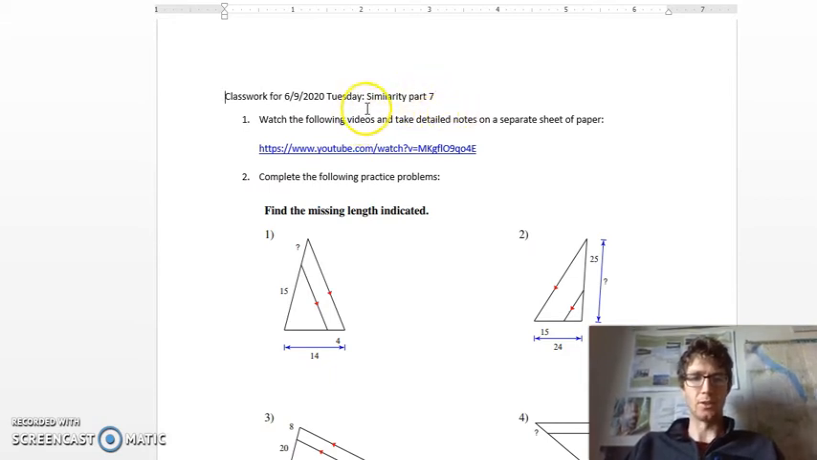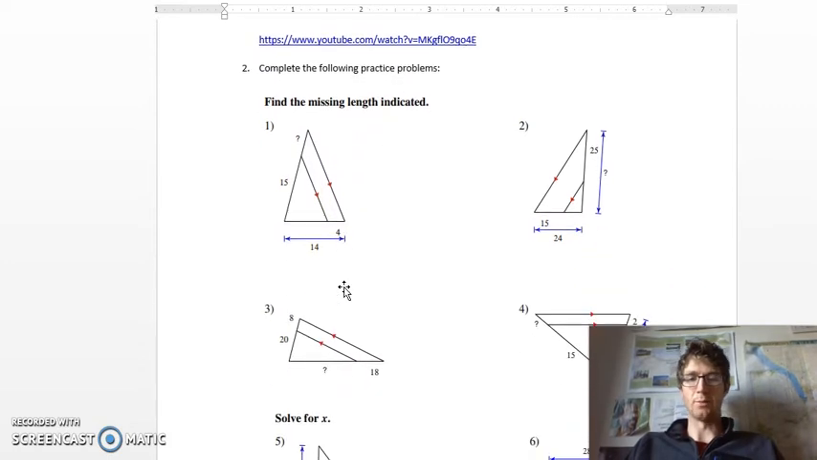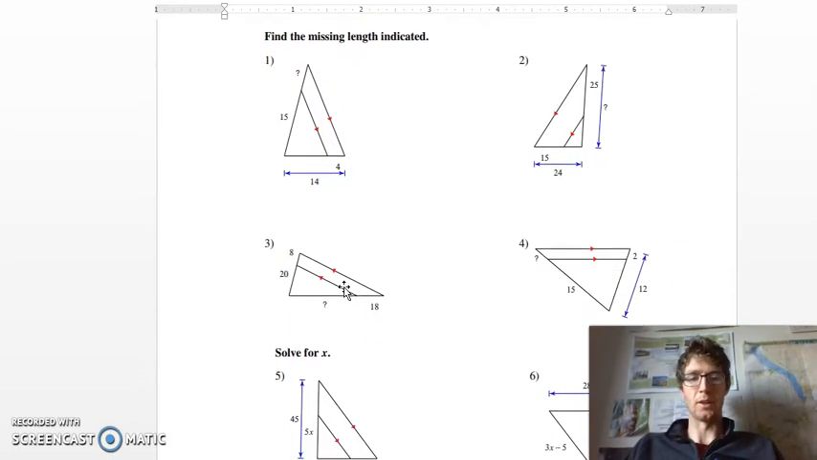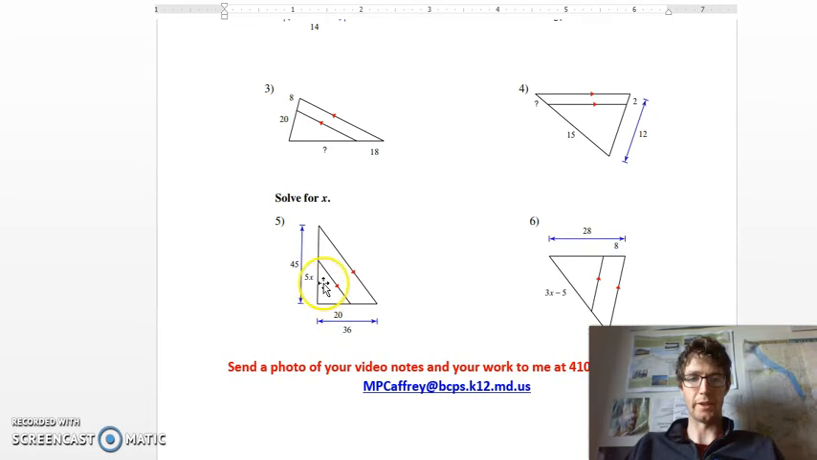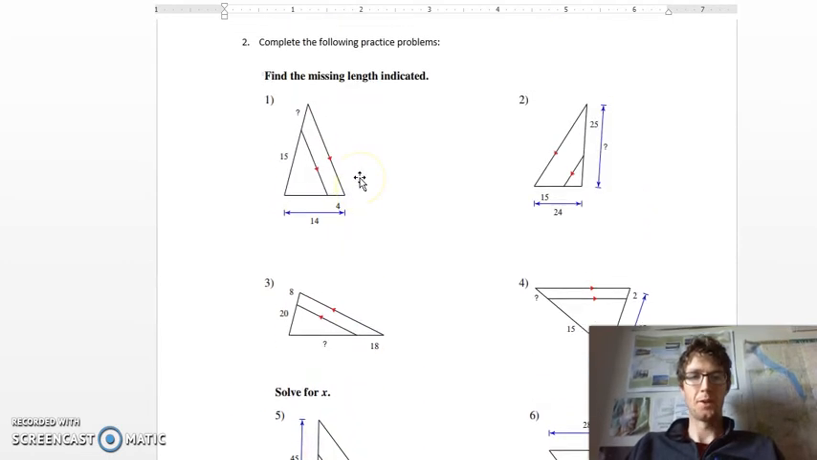So the first thing I want you guys to do is watch this YouTube video. It'll explain how to apply similar triangles when they look like this, when there's one triangle sort of embedded within another one. So I'm going to solve number one, and I'll solve one of these down here that involves a little bit more algebra.